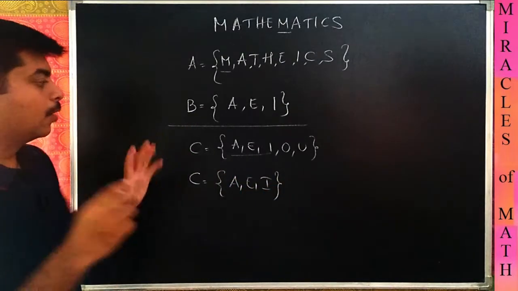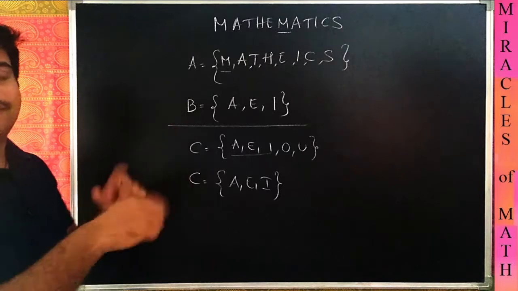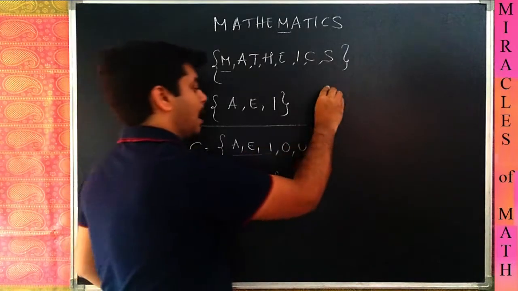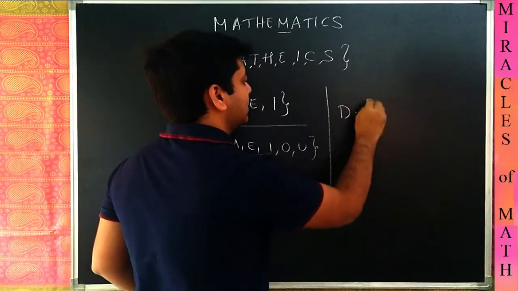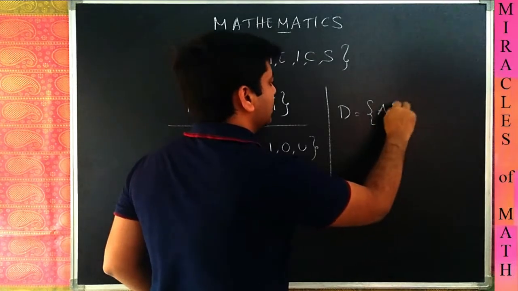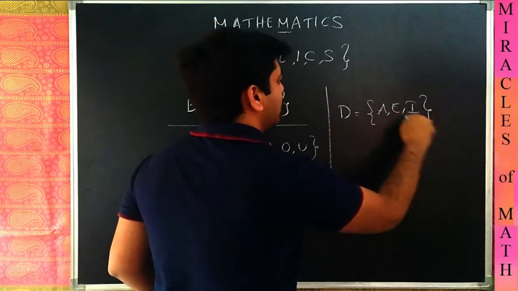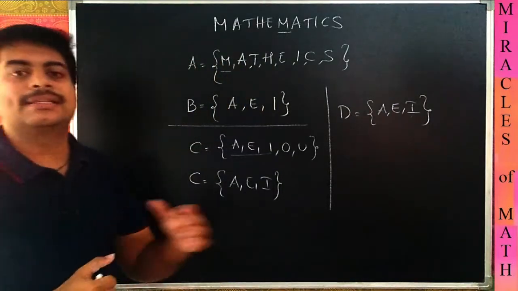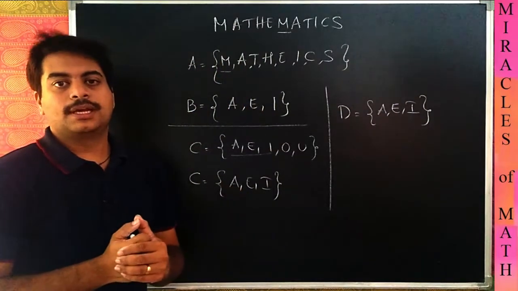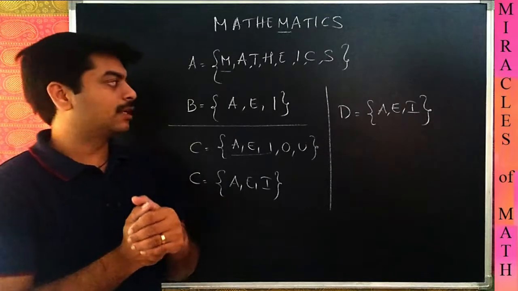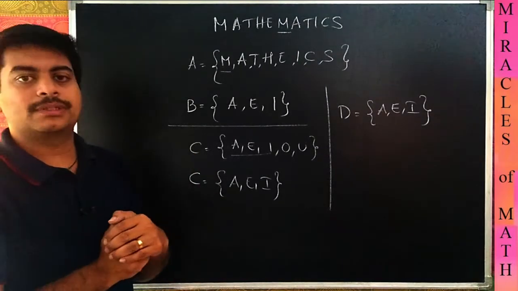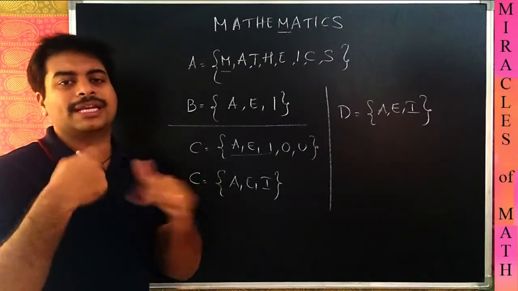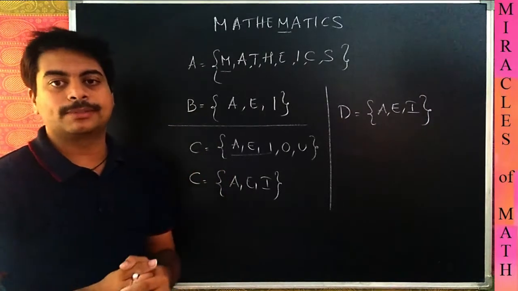Clear? Now, why I mentioned this example is, I will write it in another way. I have a set D where the elements are A, E and I. Now the question is, write the set builder form for this one. How can we write the set builder form for this one? Is it a unique way, or are a number of different ways possible?